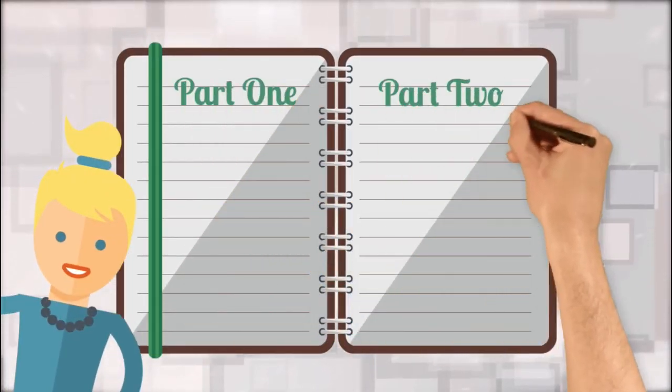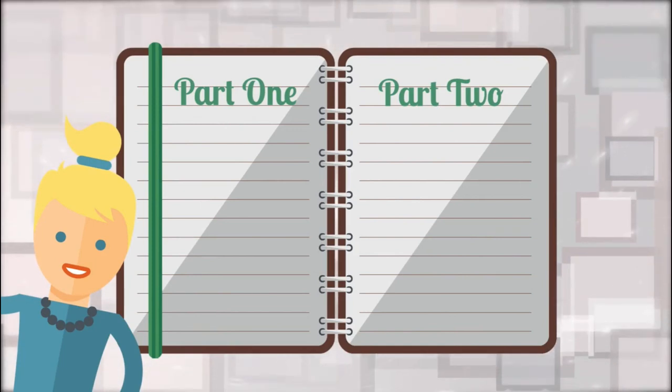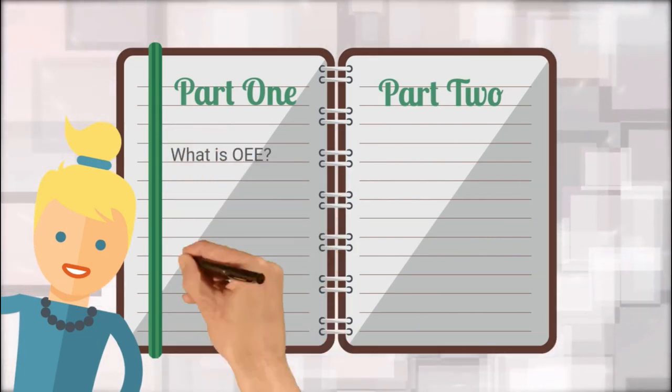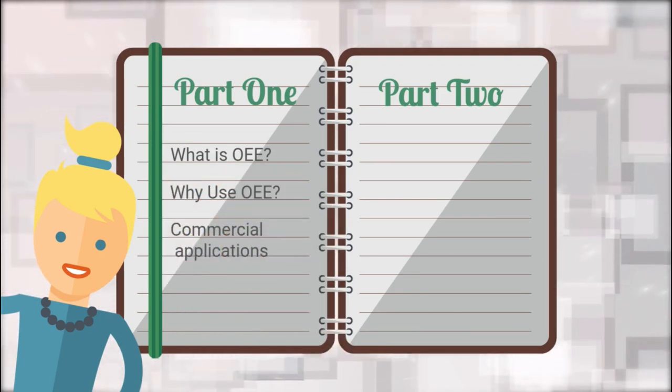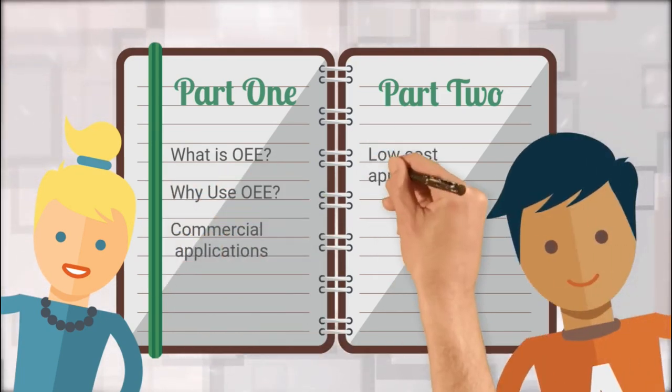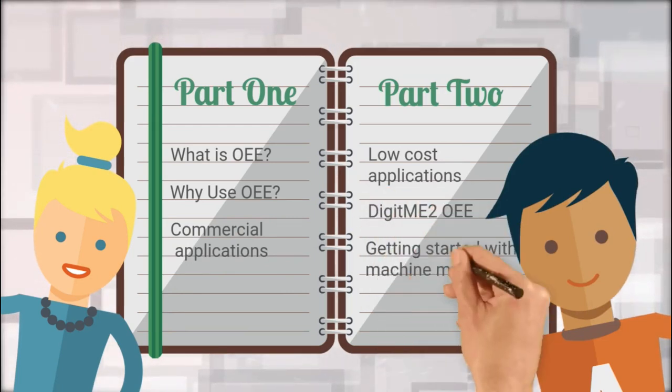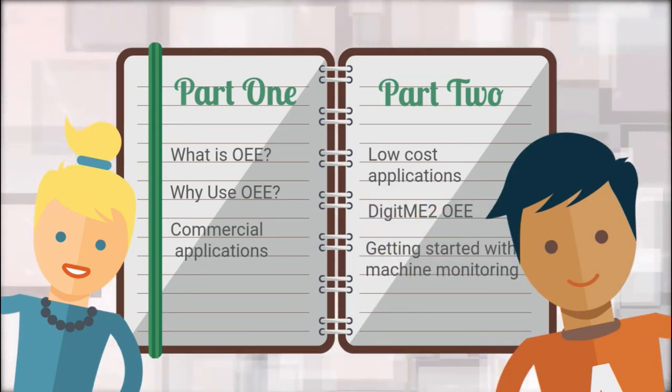This is the first of two videos where I will go through OEE, or Overall Equipment Effectiveness, quickly going through what it is, why you'd use it, and a few commercial applications. Part 2 deals with low cost applications, what we as the DigitMe2 team can do for you, and how you get started with machine monitoring.